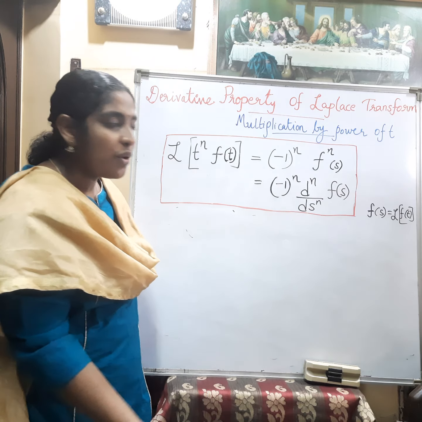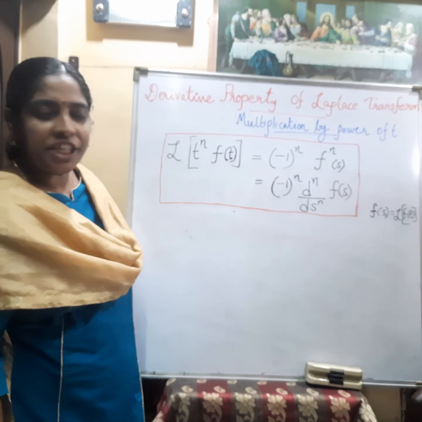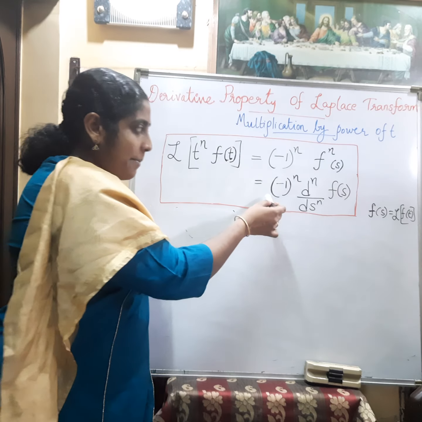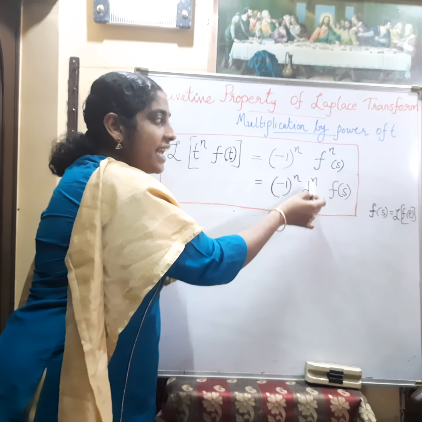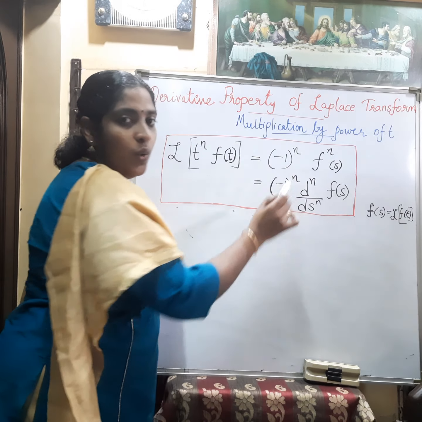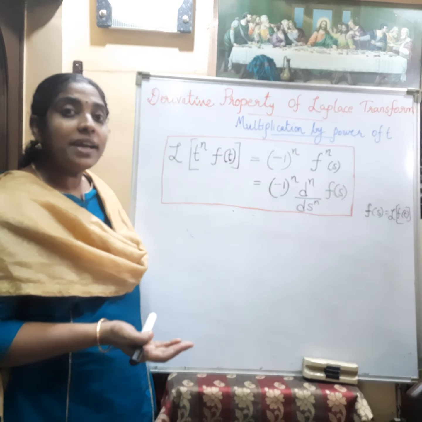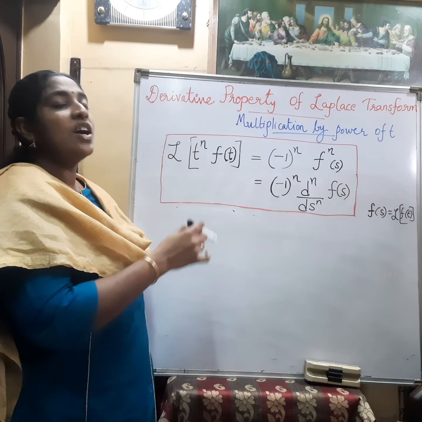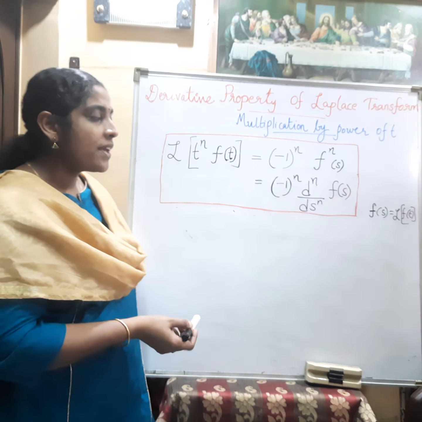What is F(s)? As you know, F(s) is the Laplace transform of f(t). That is, (-1)^n d^n/ds^n, that is the nth derivative of F(s) with respect to s. So, whenever the function is multiplied by some powers of t, we can use this formula for finding the Laplace transform.